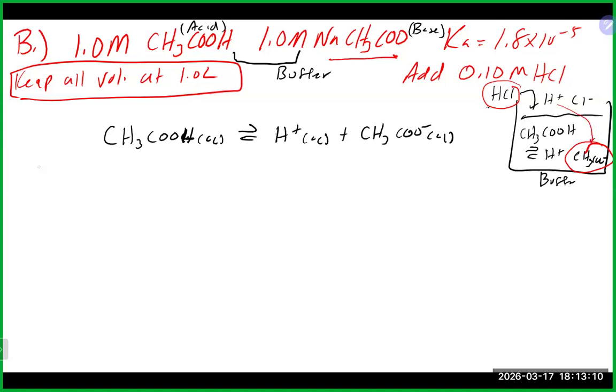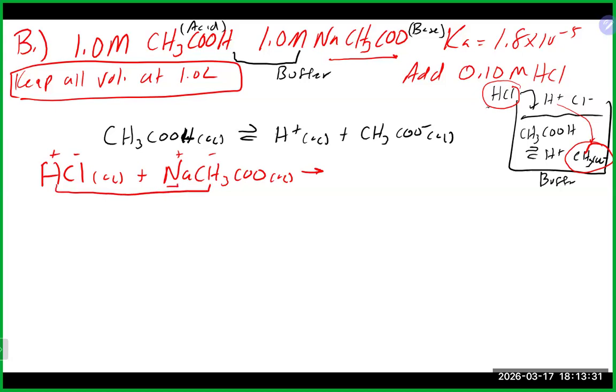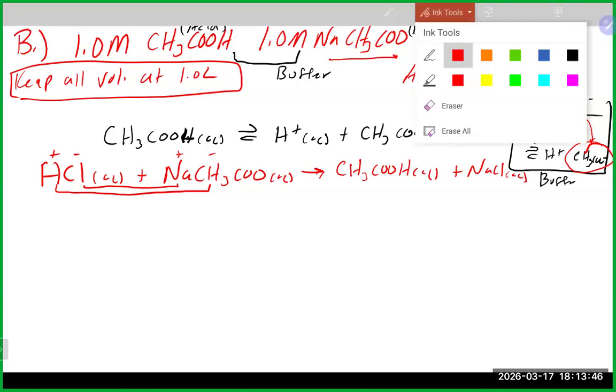So that is actually the equation we need for this ice table: our HCl being added will react with the base part of our buffer. This is a double displacement reaction. They're going to switch partners, and we are going to make our acetic acid and our sodium chloride in this case. So that is the reaction that we're going to get.